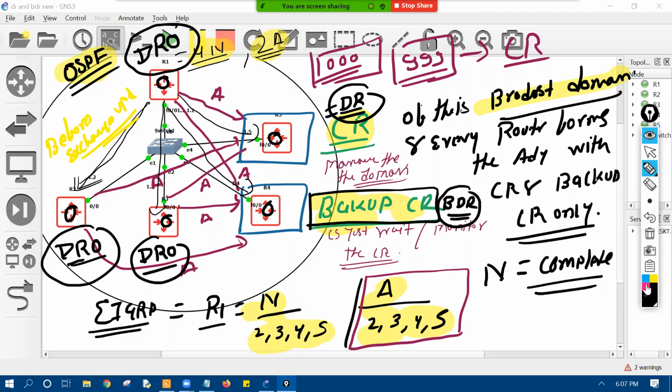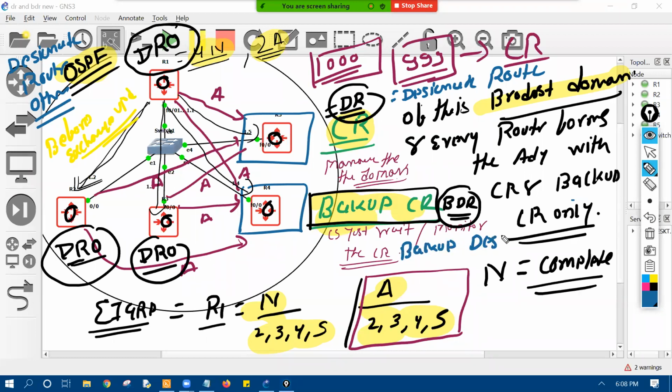DR means designated router, and DRO means designated router other. BDR means backup designated router. Every DRO is going to maintain the neighborship with the DR and BDR.